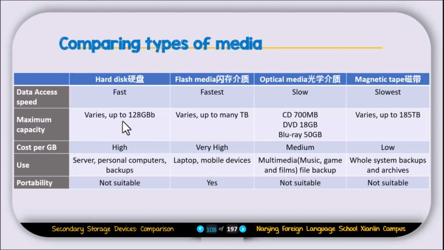Okay, so here we have the different media, for example, hard disk, flash media, optical media, and magnetic tape. And here is the criteria. Based on this criteria, we are going to compare them. For example, data access speed, maximum capacity, cost per GB, use, and portability.